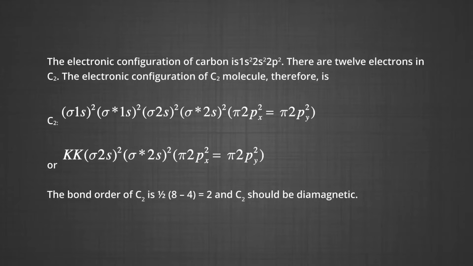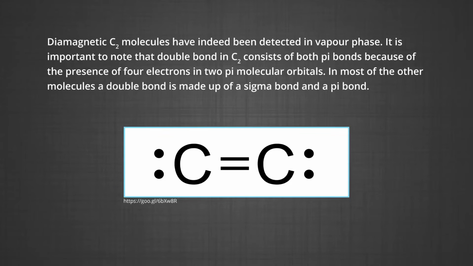The bond order of carbon is half of 8 minus 4, which equals 2, and the carbon molecule should be diamagnetic. The diamagnetic molecules have indeed been detected in the vapor phase. It is important to note that the double bond in C2 consists of both pi bonds because of the presence of 4 electrons in the 2 pi molecular orbitals. In most of the other molecules, a double bond is made up of a sigma bond and a pi bond.